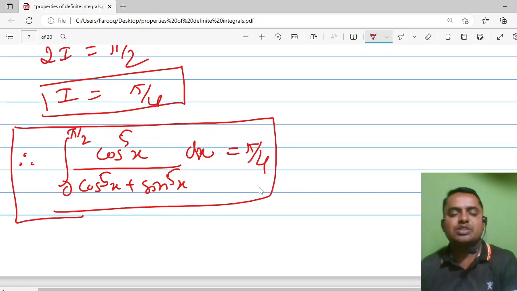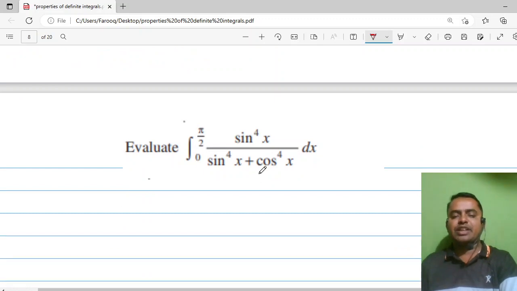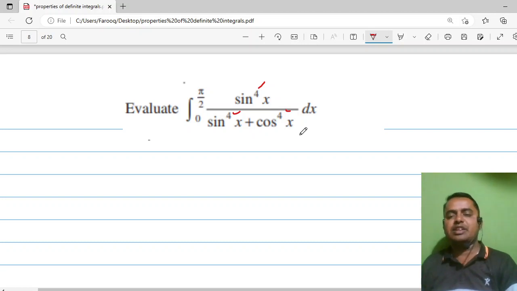I hope you got this solution and explanation also. The next question is also the same type: evaluate the integral from 0 to 5 by 2 of sin raised to 4x divided by sin raised to 4x plus cos raised to 4x. This power doesn't matter, don't bother about this power. Keep the power as it is, only applying the property in the first step, and after the property, applying the complementary angles of trigonometric functions that you have learned in the first year and SSLC also.